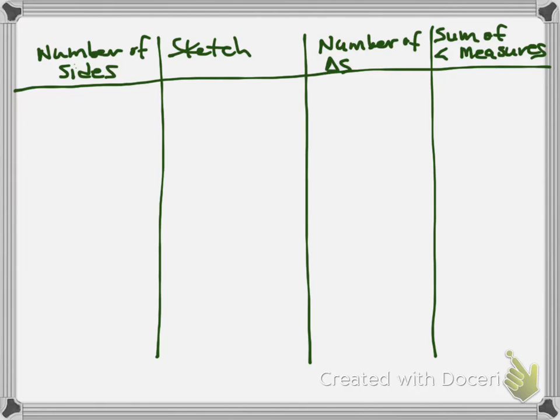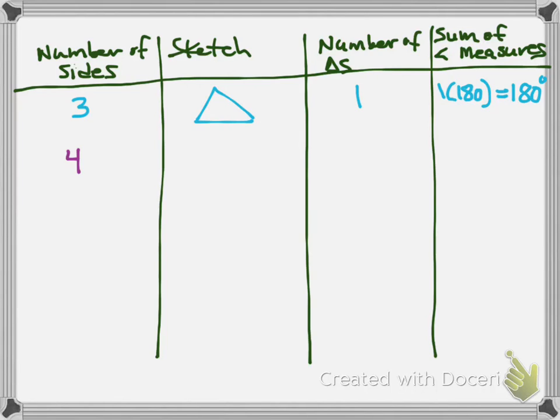So we're going to start off with the most simple shape that we've already studied and we already know the answer for. Oops, sorry, I put them in the wrong spot. 3 sides forms a triangle. How many triangles do we have in a triangle? 1. So we know that there's 180 degrees for each triangle. So a triangle's angles measure 180 degrees for the angles inside. Okay, fabulous. So let's try a 4-sided figure.